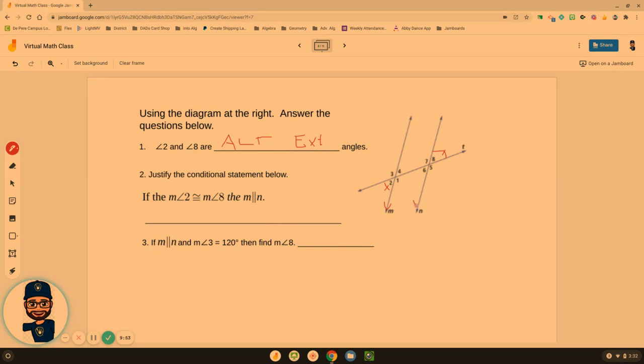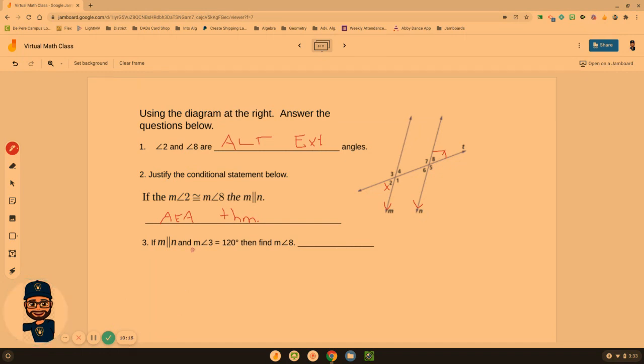How do I know that's true? How can we conclude that? Well, that is the alternate exterior angles theorem. AEA, the alternate exterior angles theorem, says that if alternate exterior angles are congruent, then the lines have to be parallel. They have to be.